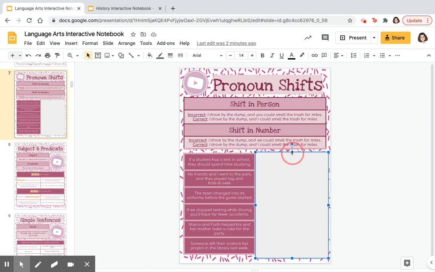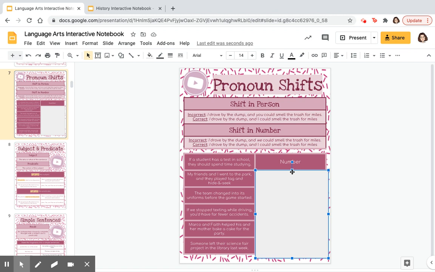This is an incorrect shift in number because a student is a singular person, but they is more than one person. So they shouldn't spend time studying. It would be he or she should spend time studying since we do not know the gender of the student.